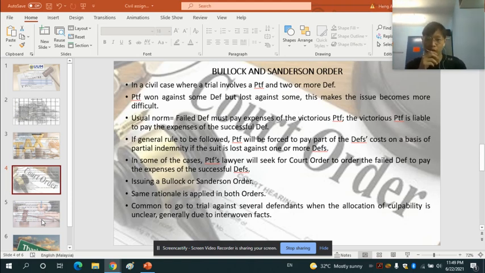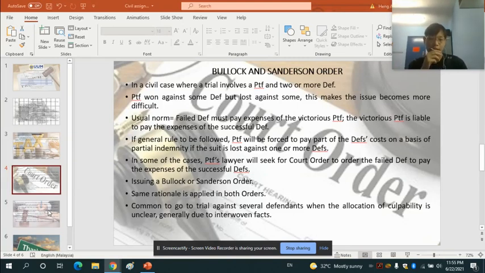If this general rule is followed, the plaintiff will be forced to pay part of the defendant's costs on a partial indemnity basis if the suit is lost against one or more defendants. So in some cases, the plaintiff's lawyer will seek a court order directing the failed defendant to pay the expenses of the successful defendants. With this, the Bullock or Sanderson order comes into the picture.